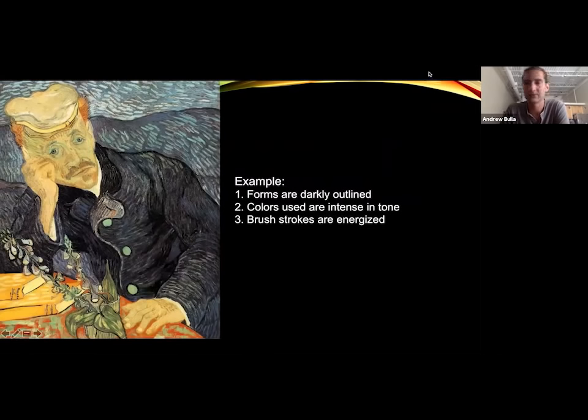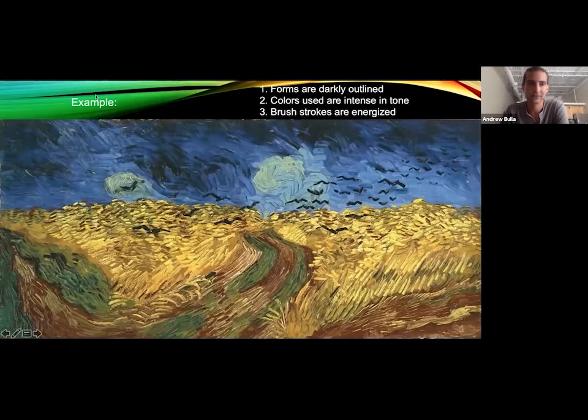This is an example of Van Gogh style. I see that the forms are darkly outlined, the colors used are intense in tone, and those brush strokes are energized. I can see them. This is an example of Van Gogh style. So I see the forms are darkly outlined, especially with the birds and the path here. The colors that are used are intense in tone, and those brush strokes, again, are energized.